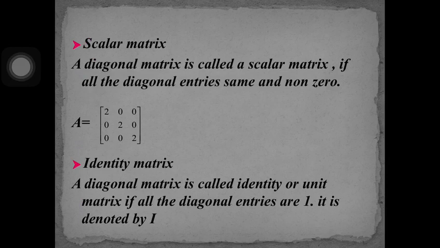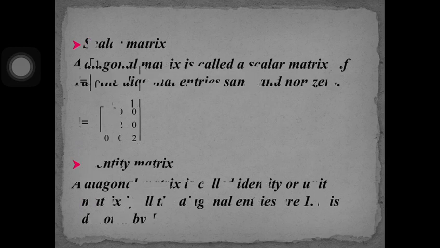Next, identity matrix. A diagonal matrix is called an identity or unit matrix if all the diagonal entries are equal to 1. It is denoted by I, so the diagonals are 1, 1, 1 and the other entries are equal to 0.